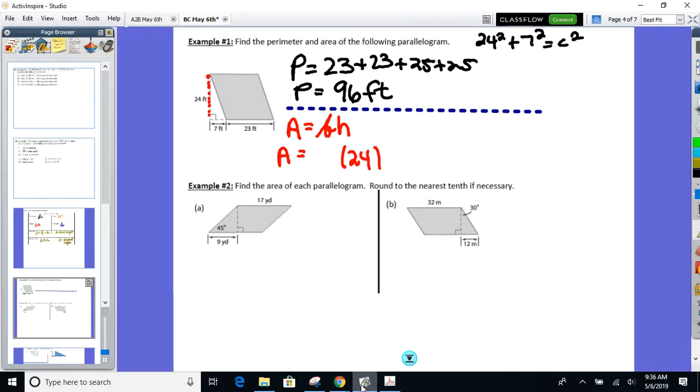20. 23. Any issues there? Base and height. Height's always perpendicular, and it's drawn to the base. And the base has to be a side length. So go ahead, crunch those for me.